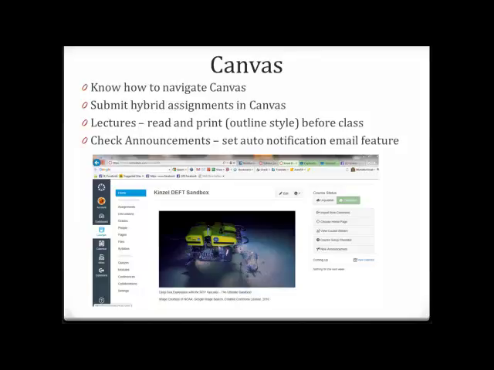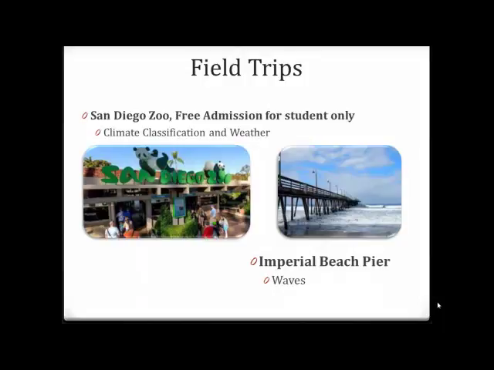And finally, in Canvas, I want you to check announcements from me. There is an ability to set a notification so that you can get an email whenever I update assignments or I post an announcement. That way you get an email that says, hey, there's something new in Canvas. I'd like you to go and check it out.